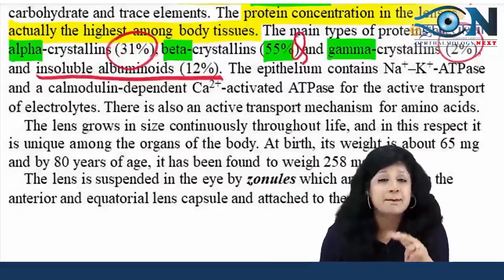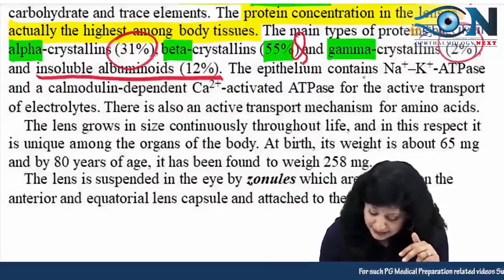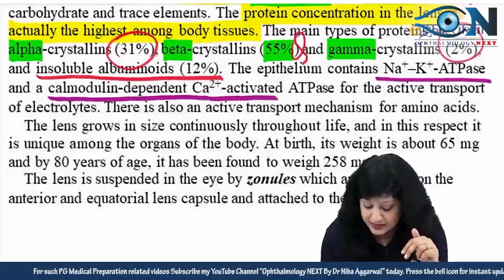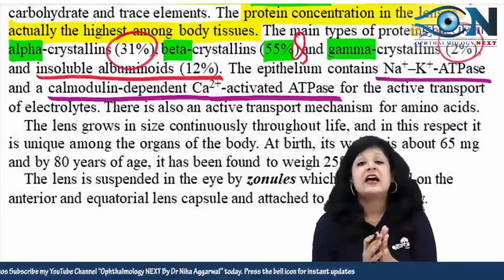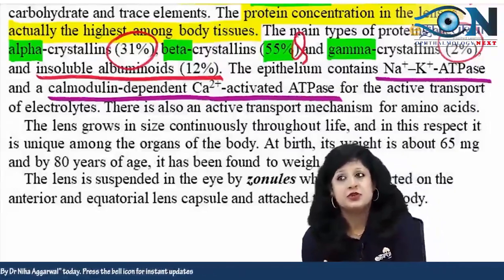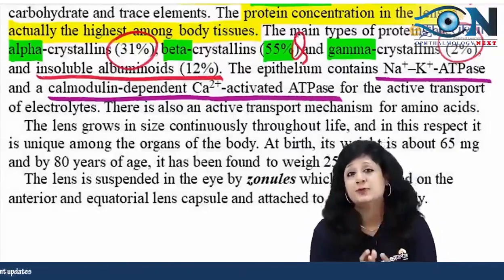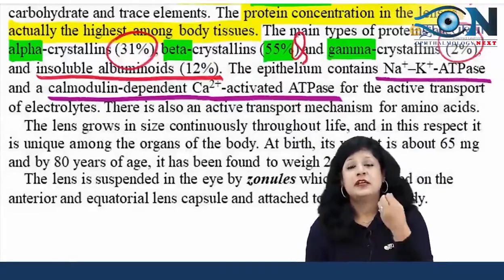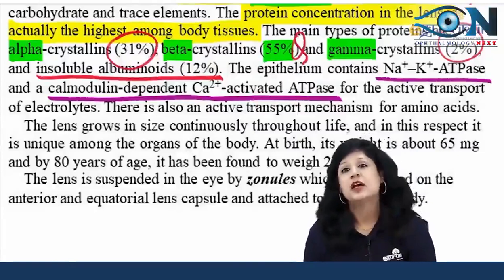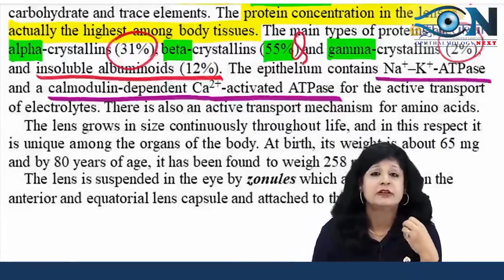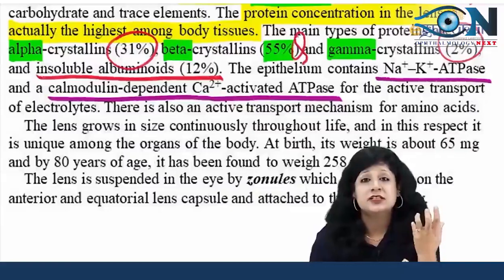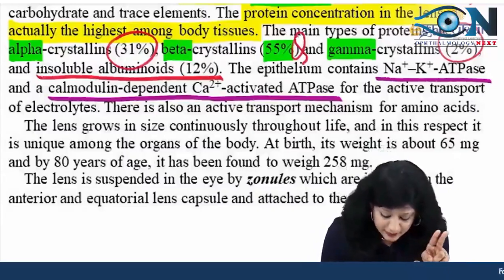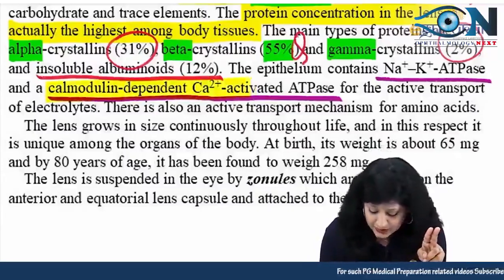Now coming to the epithelium. This epithelium contains the sodium potassium ATPase and a calmodulin dependent calcium activated ATPase. These are required for the active transport. Now when we have so many solutes present in the lens, we have the cortex, which is metabolically active. So many metabolic pathways take place there. So it's pretty important that we have certain enzymes. What are the two important ones? We all know sodium potassium ATPase. Then we have this calmodulin dependent calcium activated ATPase also.